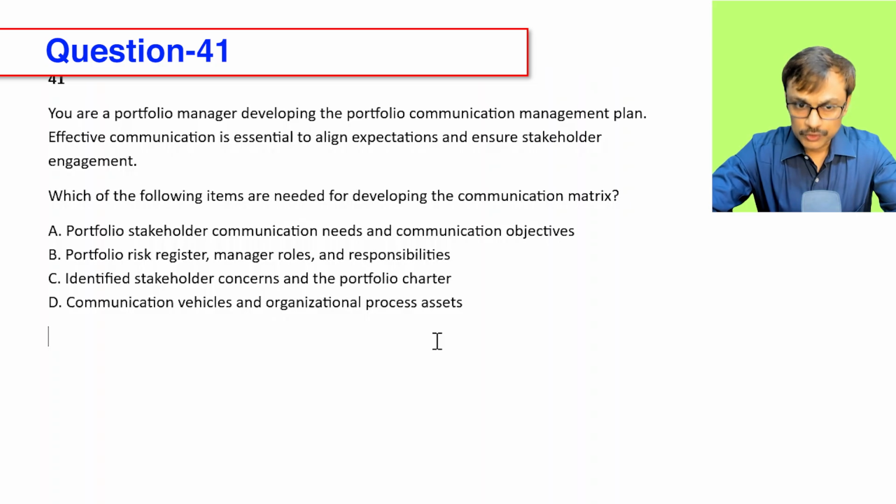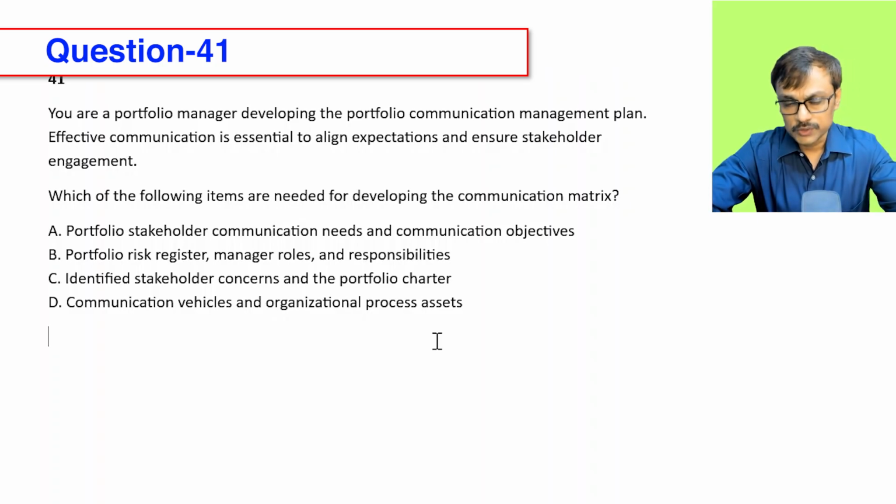So first, portfolio stakeholders' communication needs and expectations. Yes, I need to know their needs and expectations, else how will I create it. And communication objectives. Yes, I need to know why we want to communicate, what we want to communicate, how we want to communicate, and how frequently we want to communicate. That all is going. So A looks good. Option B, portfolio risk register, manager roles and responsibility. Both of them are not directly linked to communication management. Identified stakeholder concerns. Yes, it could be there. There could be stakeholder expectations and concerns. We can put it because communication management also includes stakeholder engagement.